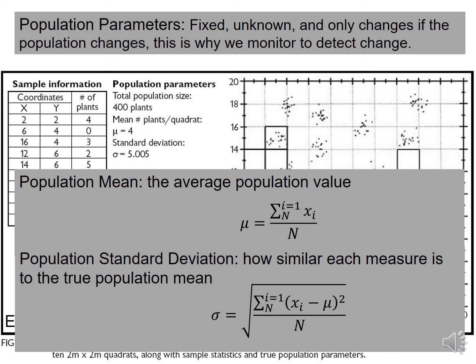The second is the population standard deviation, which describes the average variation of the samples from the average sample value. The numerator under the radical is called the sum of the squared deviance, and the denominator is our big N value.